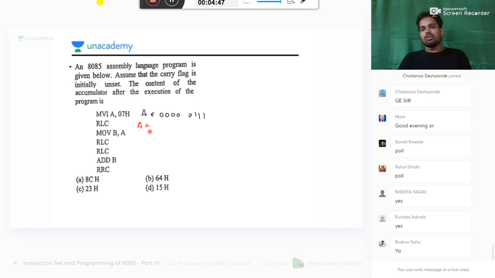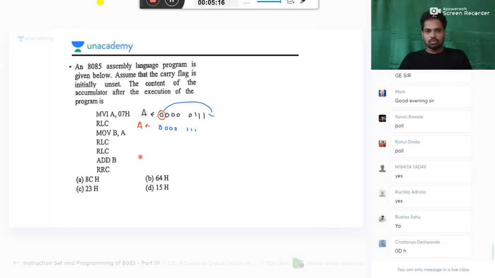So the easiest way to find rotate is just shift left. Shift left means remove this bit and keep it at the last. Yesterday I told that. So remove this and keep it here. Then what will you get? 0, 0, 0, 0, then triple 1, and that first bit will come to last. First bit will come to last. Okay. So it is hexadecimal 0D.